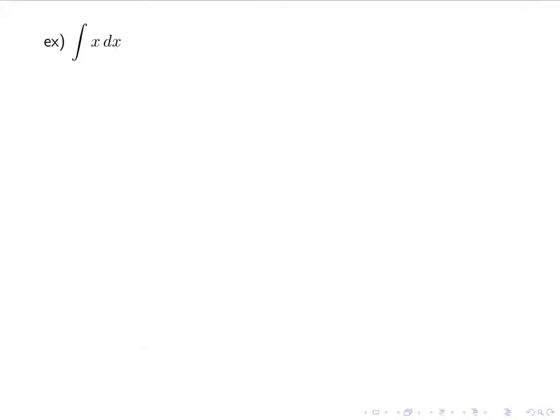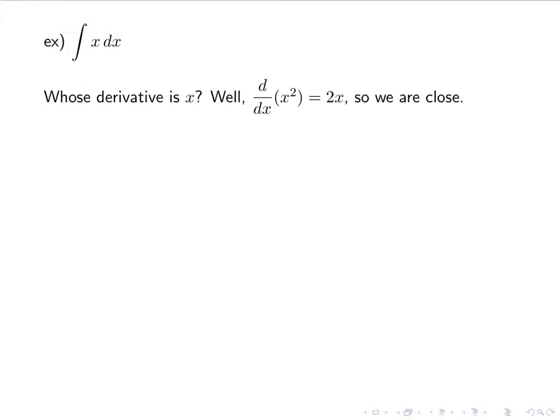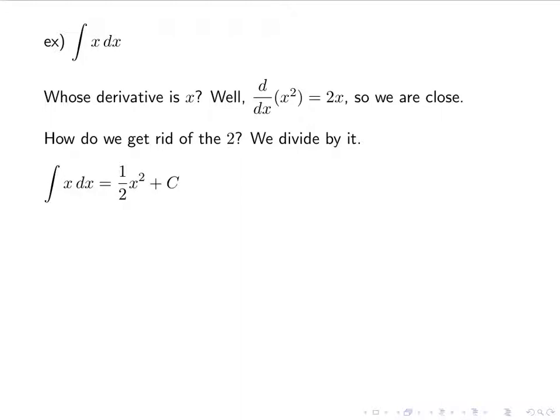So let's try another one. The integral of x dx, whose derivative is x. So we have to kind of think backwards and say, when I differentiate something, when is it that I get x? So hopefully x squared comes to mind. The derivative of x squared is 2x. So we're really close. We want just 1x. So how do we get rid of that 2? Well, the 2 is being multiplied, so we need to divide by it. So the integral of x dx is 1/2 x squared plus c. And don't forget, you can always check this by differentiating the right-hand side and making sure you get the integrand, which is what's inside the integral. So if I differentiate 1/2 x squared, I do get exactly x.